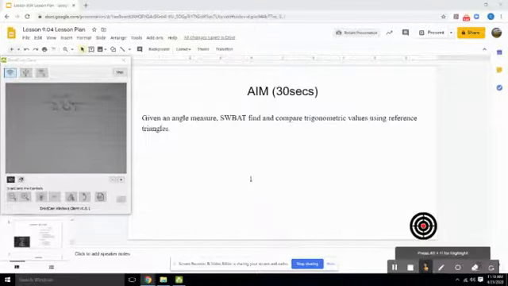All right. So the aim for today's lesson is to find and compare trig values using reference triangles. These are the same reference triangles that we started out looking at in lesson 9.02. And today we're going to keep building on that same concept.